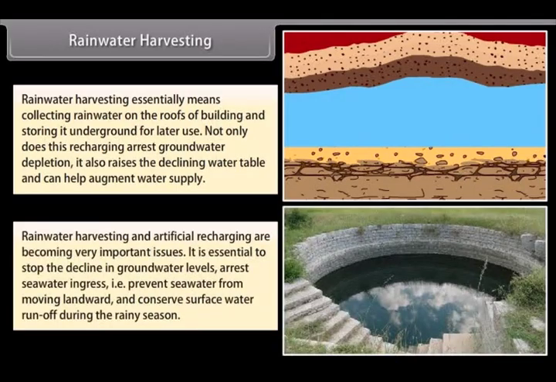Rainwater harvesting and artificial recharging are becoming very important issues. It is essential to stop the decline in groundwater levels, arrest seawater ingress, that is, prevent seawater from moving landward, and conserve surface water runoff during the rainy season.